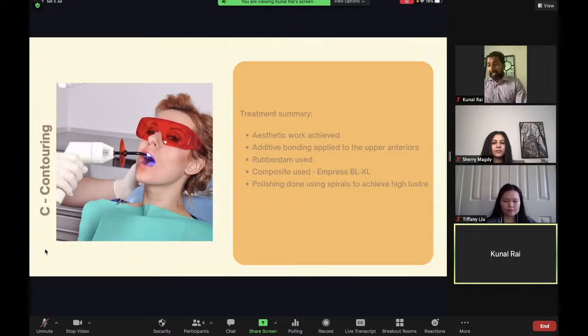The composite, again, everyone has a different preference. My preference is Ivoclar's Empress. Once you become a dentist and start working, you just have to get your hand settled on which one you like. After composite, you need to polish it. Polishing is the process that takes the most time to get that high luster.